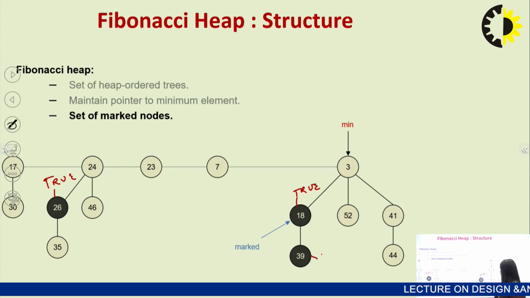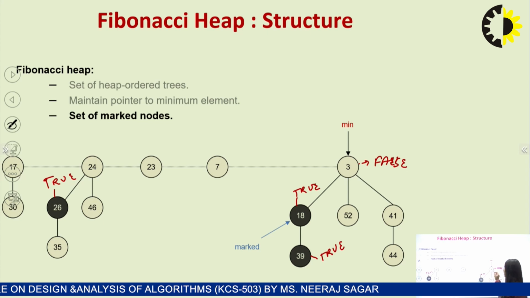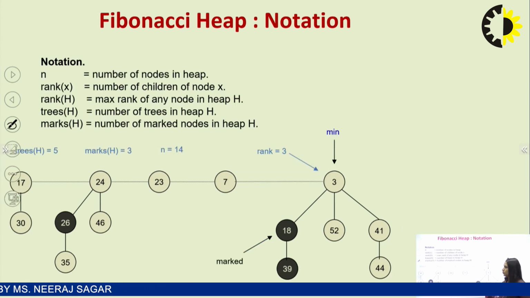This node is also true and these are false. If we have unmarked, then it is false, right? I hope this structure is clear to you.